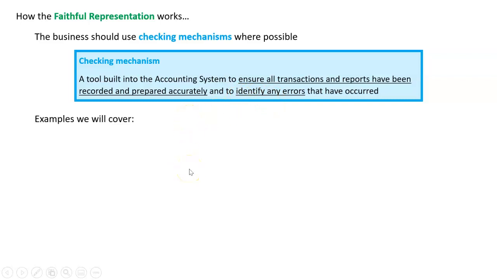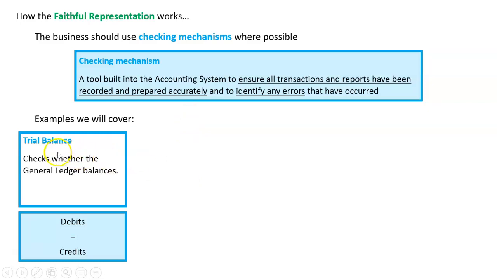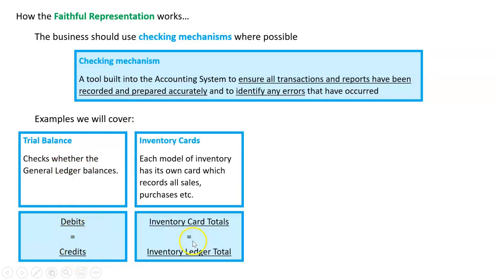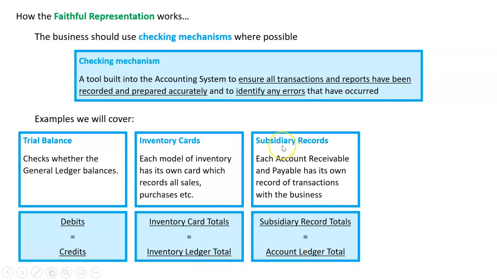So here's some examples we'll look at throughout the course. There's something called a trial balance, and that checks whether the general ledger balances. So the specific check is all your debits must equal all your credits, and we'll get to those later. Inventory cards. Each model of inventory has its own card, which records all sales and purchases, and what the check there is, the total of all these cards must equal the total of your inventory ledger. And we've got subsidiary records, so each account receivable and payable has its own record, and the total of those must equal that specific account ledger.